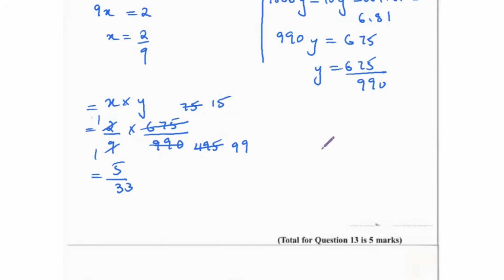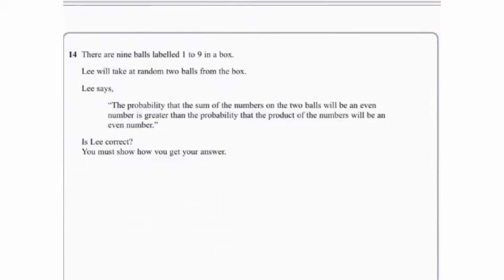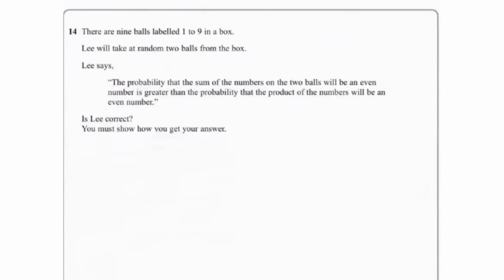So this is the value of x times y. Then there are 9 balls labeled 1 to 9 in a box. Lee will take at random 2 balls from the box. Lee says the probability that the sum of the numbers on the 2 balls will be an even number is greater than the probability that the product of the numbers will be an even number. Is Lee correct?